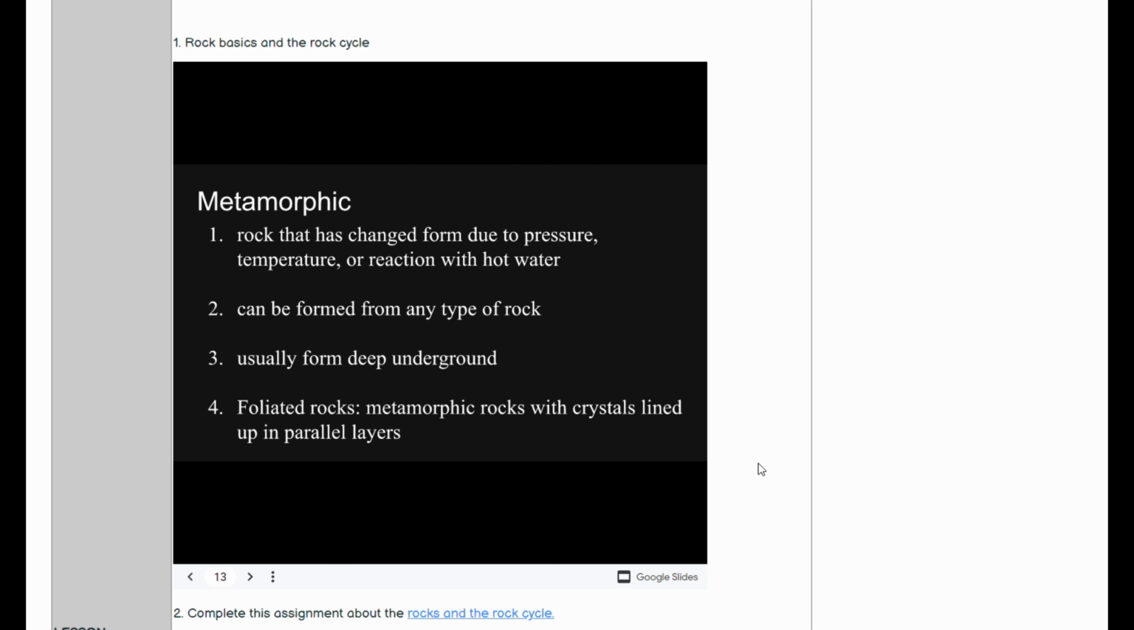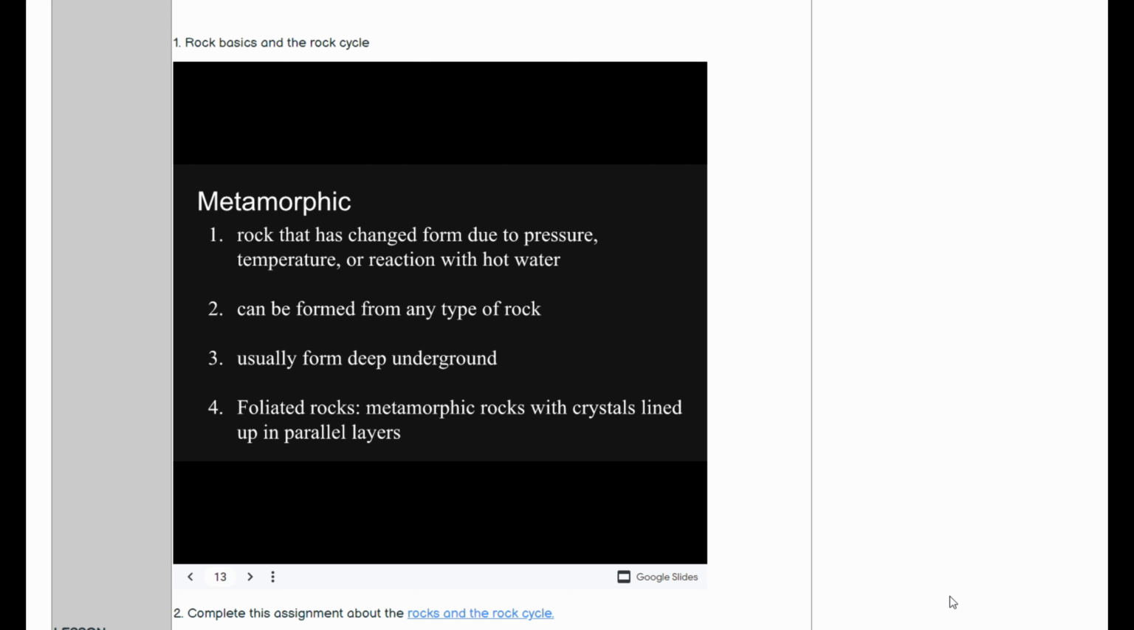The next type of rock is metamorphic rock. This is our second major classification of rocks. These are rocks that change from one form to another because of pressure, temperature, or reaction to water. They can be formed from any type of rock. You can have any one type of rock change into another through metamorphism. They're usually forming deep underground. Metamorphic rock comes from deep underground. That's where you're going to get the high enough pressures and temperatures to have that metamorphism happen.